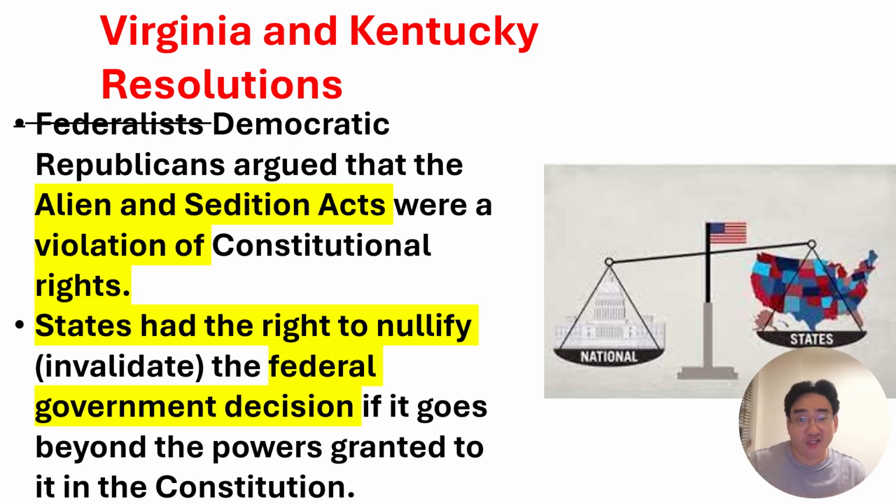People from Virginia and Kentucky, that was their argument. They said that the federal government couldn't overreach its power, it couldn't abuse its power. So they established the Virginia and Kentucky resolutions, which basically said that as states, they have the right to invalidate anything that the national government does. So now we have this conflict between the state governments and the national government, and this is going to continue in the future. But that is the end of 3.10.